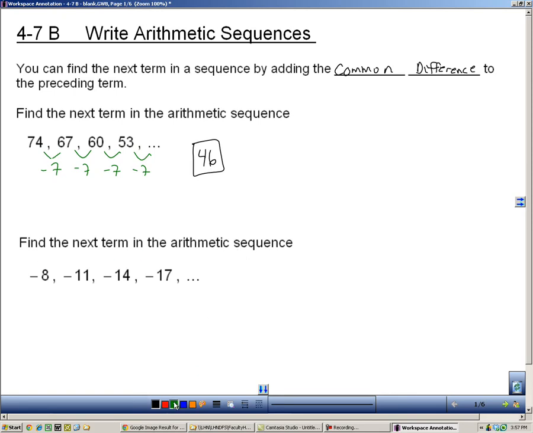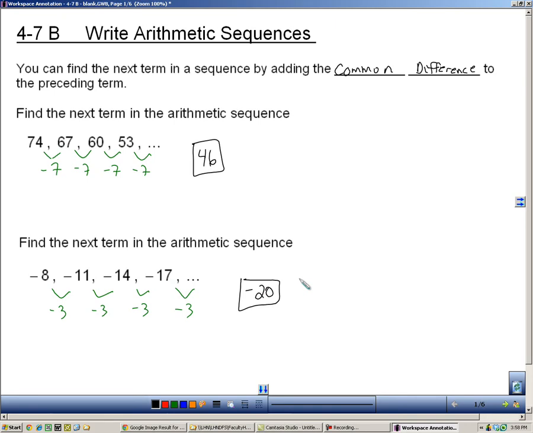The next sequence, take a look. To get from -8 to -11, we're going to subtract 3, because we're going down 3. From -11 to -14, we'll subtract 3. And we'll subtract 3 again from -14 to -17. Which means to get from -17 to the next term, I'll subtract 3. Which means my next term has to be -20.